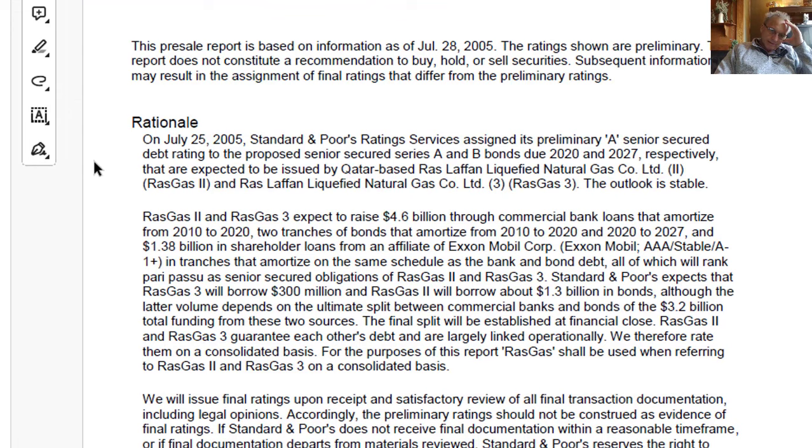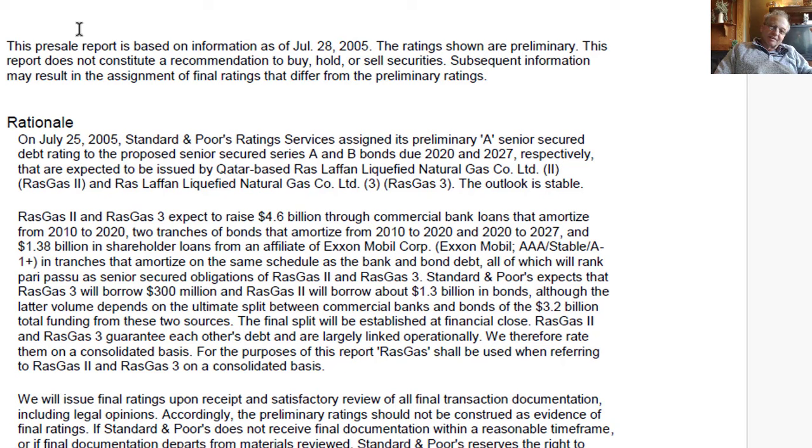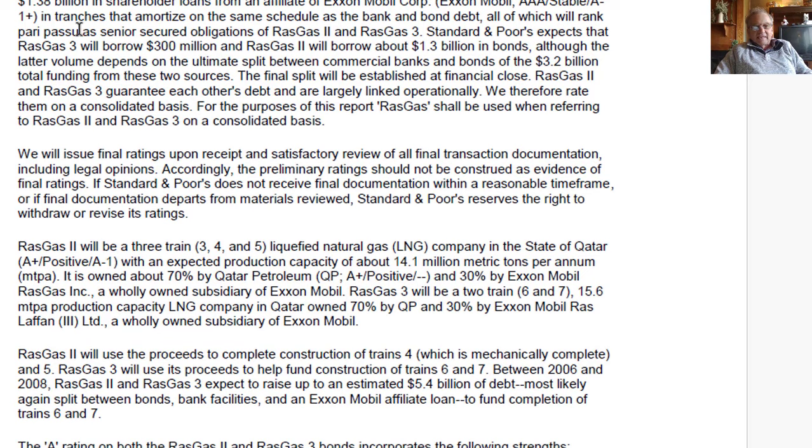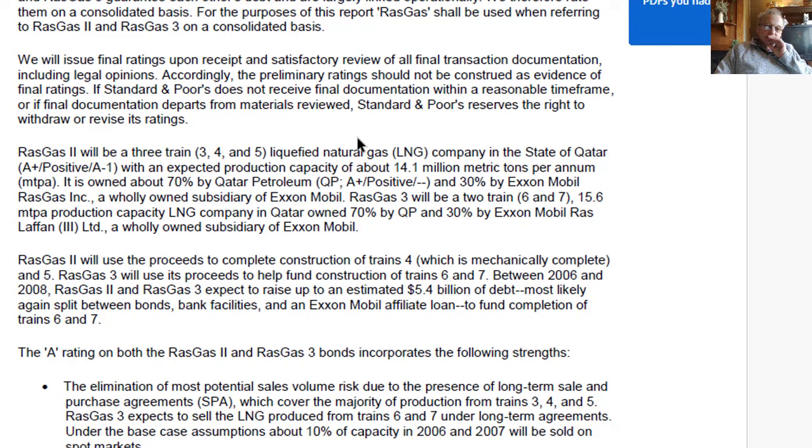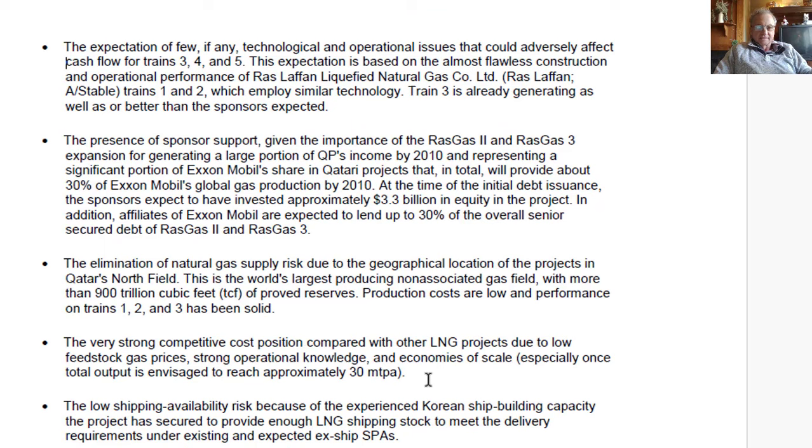And this pre-sale report is kind of good. It goes through the project itself. You don't really have to read that. And this is, by the way, the second one, not the first one, so it's a little bit confusing. But what I like about this is they just list some of the strengths. So they said elimination, for example, of most of the volume risk. And they talk about most of it, maybe not.